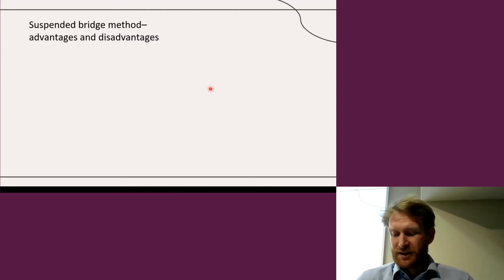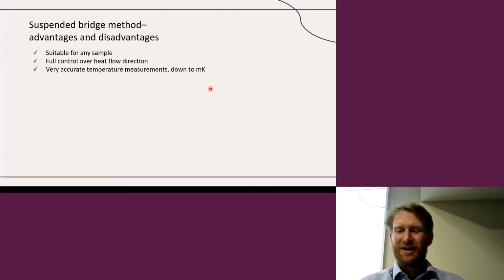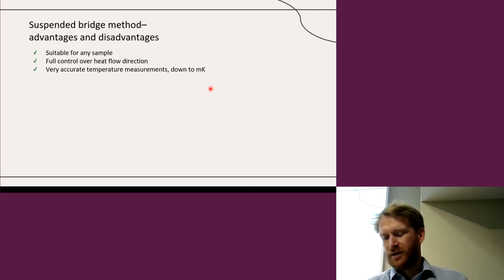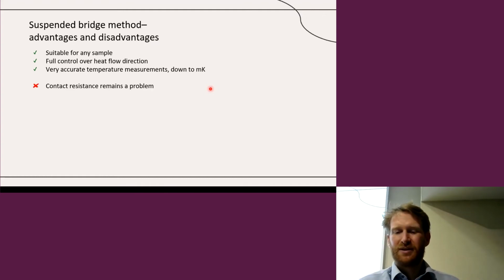So that brings me to the advantages and disadvantages of the thermal bridge method. The advantage is that because of using external heaters and thermometers, you can use it for any sample, in principle. You have full control over the heat flow direction, again in principle. And you have very accurate temperature measurements down to millikelvin or even below. So you can also work with very small gradients where you don't have the problem that the temperature dependence of the thermal conductivity starts playing a role. However, contact resistance remains a problem, which means that it can essentially only be used for very poorly conductive samples.